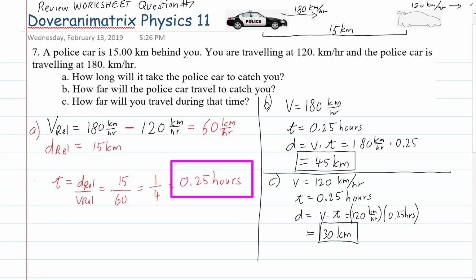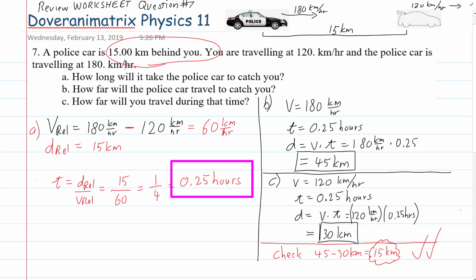So the speeder drove 30, the cop drove 45, and here's our little check. Let's do it in red. If we did the 45 that the cop drove minus the 30 that you drove, the difference between them is only 15 kilometers. So the cop car traveled 15 kilometers more than you, and that's, of course, because they started 15 kilometers behind you. So there's the check. It worked out. Happy physicsing.